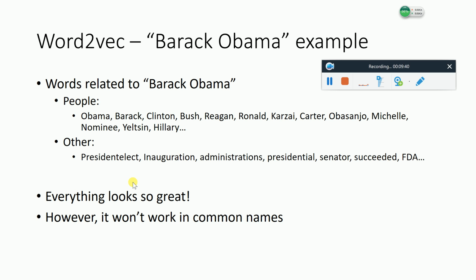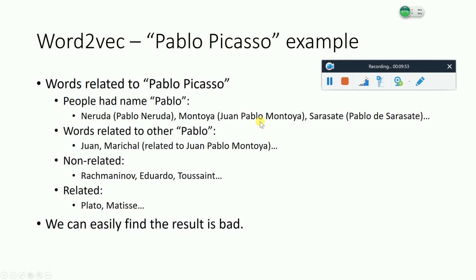It also worked for the previous example, like sister minus woman plus man. So overall, the model was good. However, it doesn't work for other names like Pablo Picasso. The words related to Pablo Picasso are Neruda, Montoya. So most of these people have the name Pablo: Pablo Neruda, Juan Pablo Montoya.